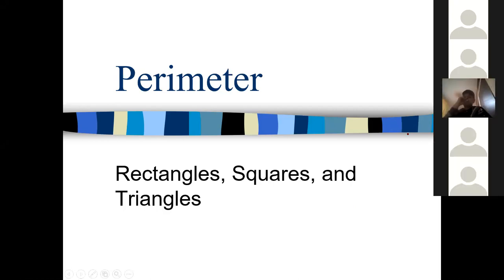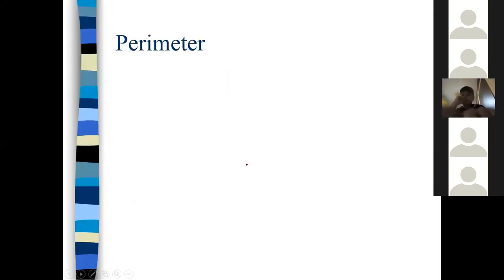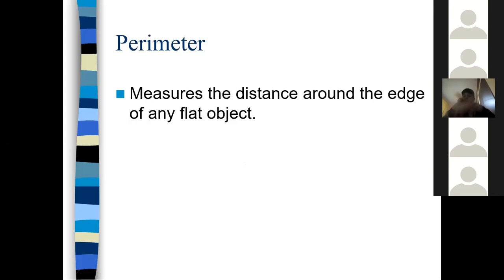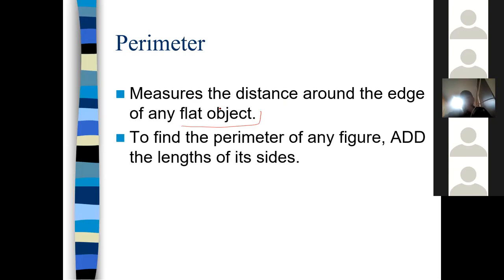So, our lesson is about perimeter. How do we find the perimeter of a rectangle, a square, and a circle? We will start. What do I mean by perimeter? Perimeter means we measure the distance around the edge of any flat object. To find the perimeter of any figure, I will add the length of all of its sides.